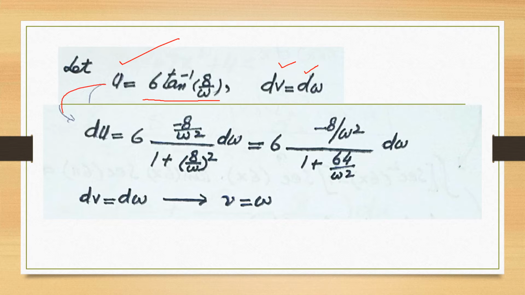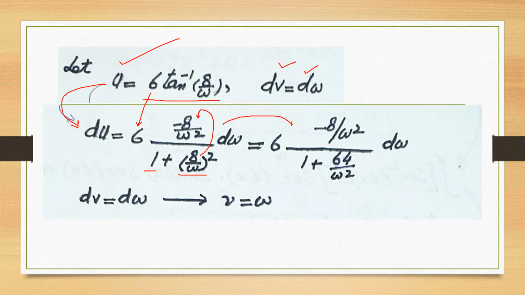From u we can find du, just taking the derivative, and we know that the derivative of tan inverse of x is 1 over 1 plus x square. So this 6 is as it is, and tan inverse of 8 by w gives 1 over 1 plus (8 by w) square. But here we need the derivative of 8 by w as a product, which is minus 8 by w square dw.